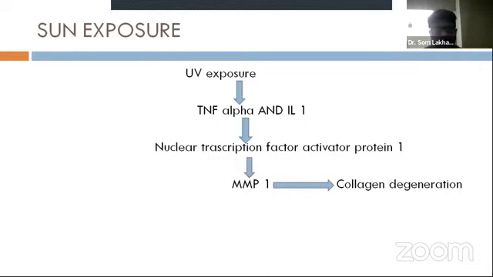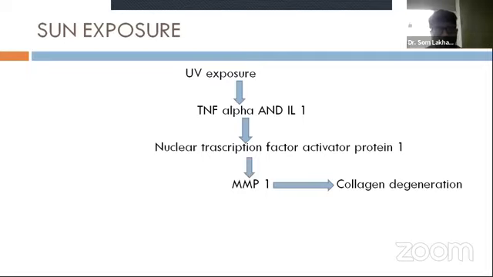Exposure in the form of ultraviolet rays leads to release of TNF alpha and interleukin 1. Interleukin 1 further activates nuclear transcription factor activating protein 1, AP-1, which further activates MMP1, that is matrix metalloproteinase 1, which ultimately leads to collagen degradation. So UV exposure is one of the important causes of skin aging.